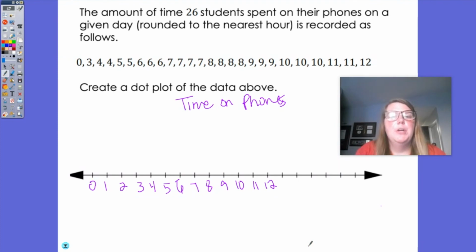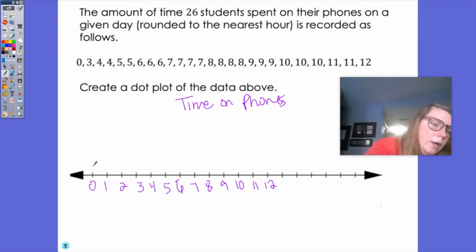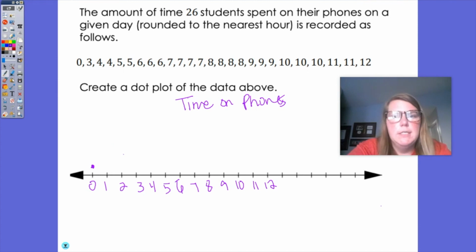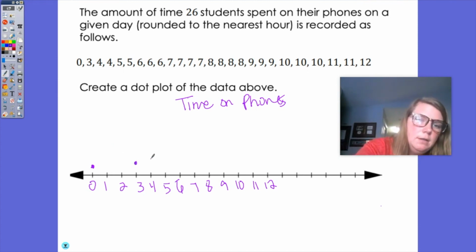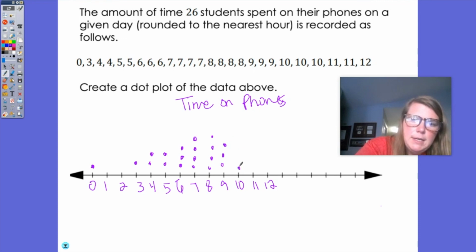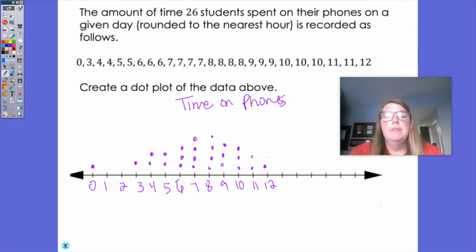All right, so let's just start creating the dot plot. So 0 has 1 dot. 1 and 2 aren't listed in the data. 3 has a dot. 4 has 2. 5 also has 2. 6 has 3. 7 has 4. 8 has 4. 9 has 3. 10 has 3. 11 has 2. And 12 has 1. So that would be the dot plot for this data.